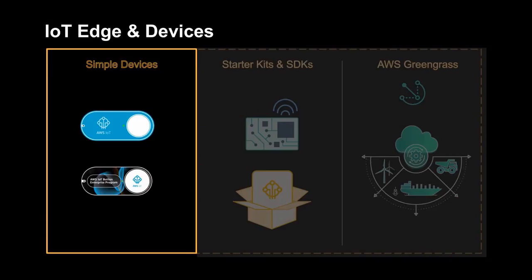For your IoT edge and devices, there are different services and applications you can use. We have services like Greengrass on the far right. This allows you to do local connections with devices. In the middle, we have our starter kits and SDKs, and these are where you would use Python or Java to get software on your devices and then publish and subscribe to different channels. But for this talk, we'll dive into the simple devices, which is our AWS IoT buttons. We have two types of buttons, developer buttons and then also an enterprise program for the AWS IoT button.